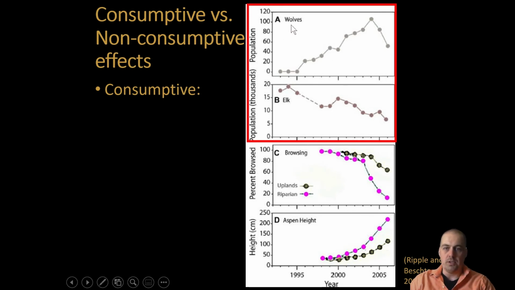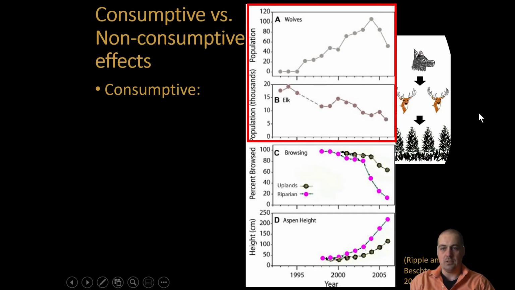So the top graph shows you the number of wolves, and the lower graph shows you the number of elk. So just by quickly looking at this, we can see that for wolves, there's an obvious upward trend, so the population is increasing over time. And if you look at elk, there's an obvious downward trend, which means that the elk population is decreasing over time.